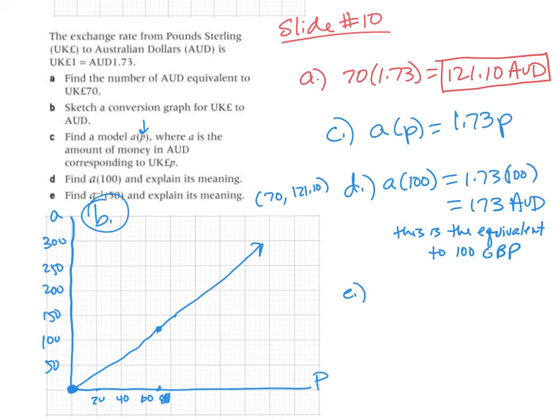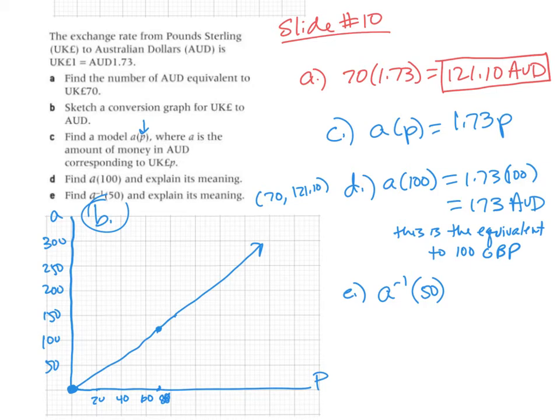Then letter E says find A inverse of 50. So let's talk about what A inverse means. It's the inverse function of function A. So what does function A do? Function A turns British pounds into Australian dollars. So that means A inverse would do just the opposite. It would turn Australian dollars into British pounds.